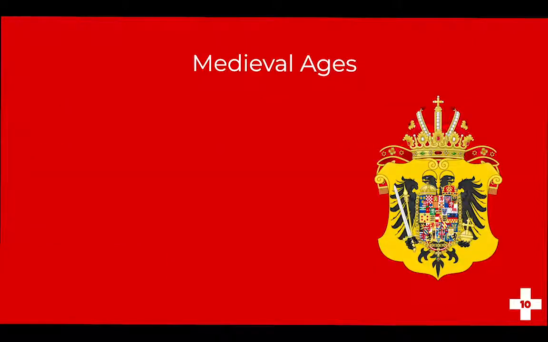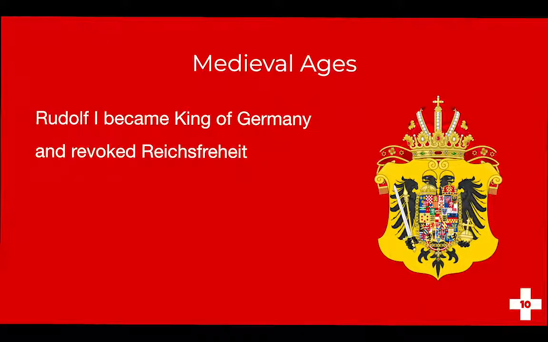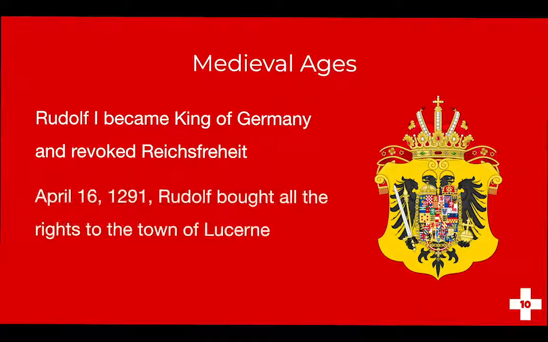But then Rudolf I, who was the king of the Habsburgs, became king of Germany and revoked Reichsfreiheit. On April 16th, 1291, he bought all of the rights to the town of Lucerne. And so everyone was very concerned that, oh no, the town of Lucerne is going to come under Habsburg rule, and that they are going to cut off all the trading routes over Lake Lucerne, which was very important. It's a very large lake, and they were really afraid of this.